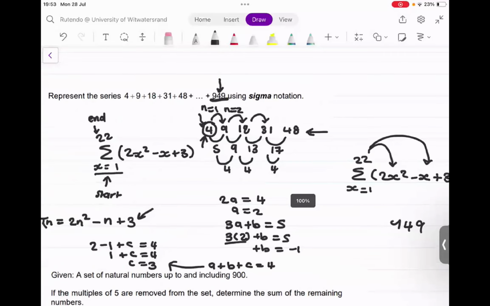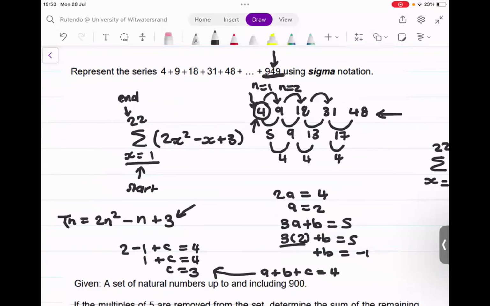Okay, so your first step was to find out, what am I dealing with? Am I dealing with a quadratic, an arithmetic, or a geometric sequence? That was my first step. And here we found out that we're dealing with a quadratic. Then we found the general term for that quadratic.